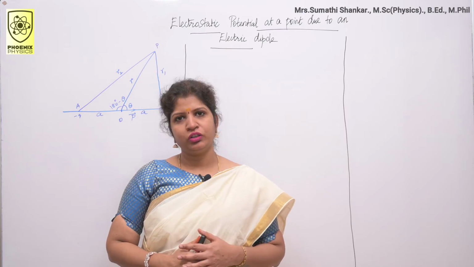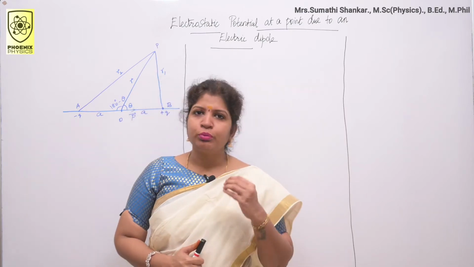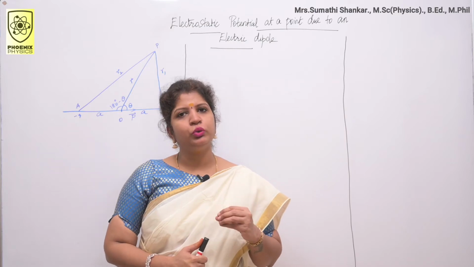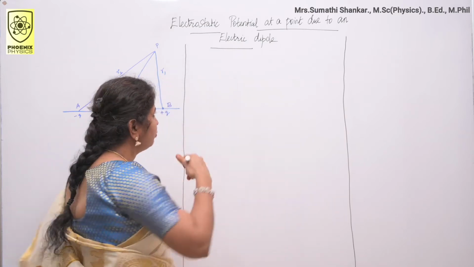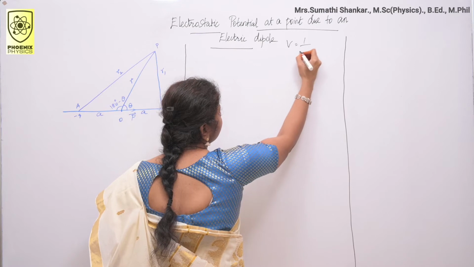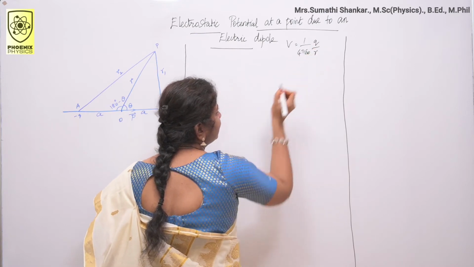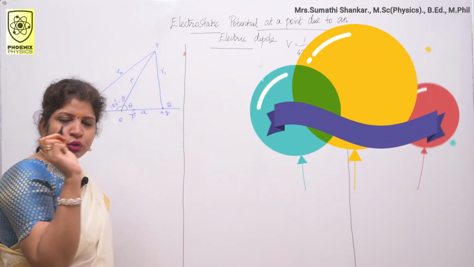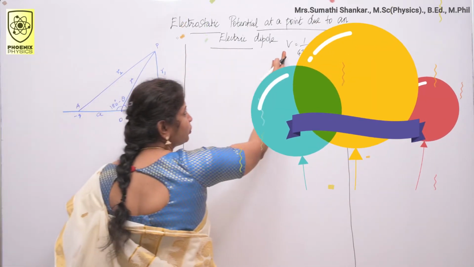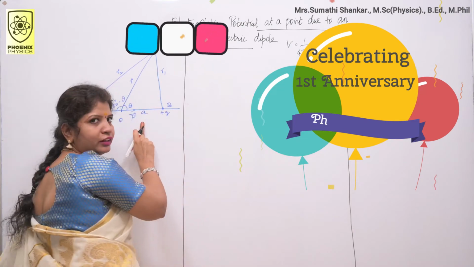Today we are going to learn electrostatic potential at a point due to an electric dipole. To know the formula, that is V is equal to 1 by 4 pi epsilon naught Q by R. This is the formula. Today we are going to calculate electric potential due to an electric dipole.